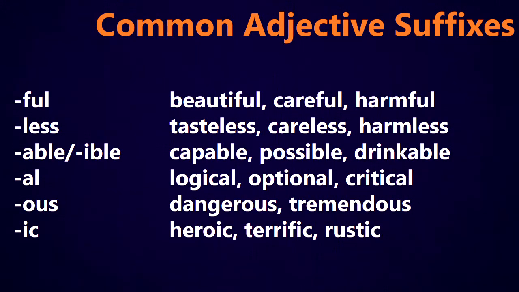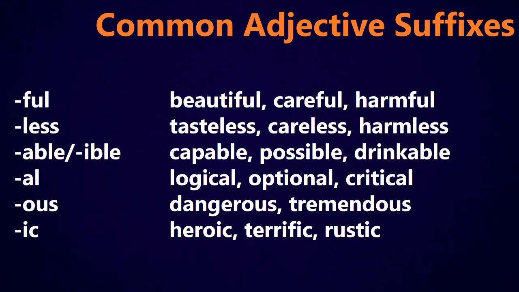However, there are some other adjectives that have common suffixes, and the suffix is the part that goes on the end of the word. So, for example, full is a common suffix in adjectives like beautiful, careful, harmful. The opposite of full is less. So we can say tasteless, careless, or harmless. Able or ible. So capable, possible, drinkable. AL or ical. So logical, optional, critical. OUS like dangerous or tremendous. And IC like heroic, terrific, and rustic.